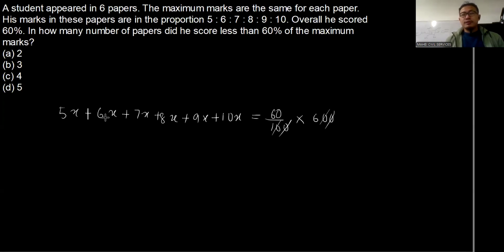I have the 5 plus 6, kiano, 11, 11 plus 7 kiano, 18, 18 plus 8 kiano, 26, 26 plus 9 kiano, 35, 35 plus 10 kiano, 45. So 45x is equal to 360.